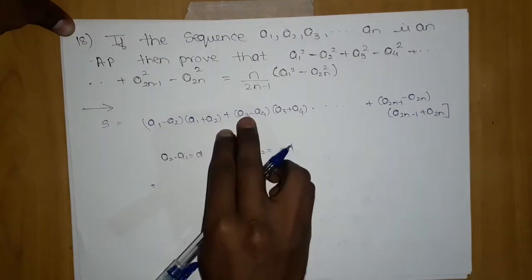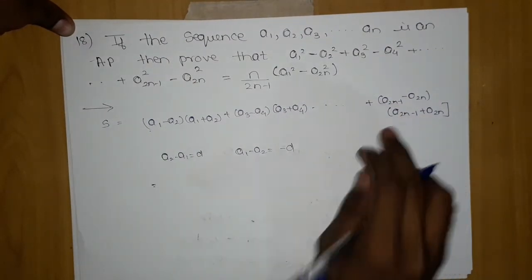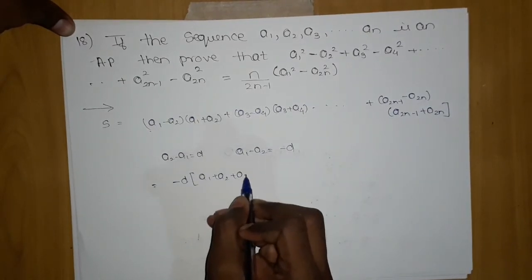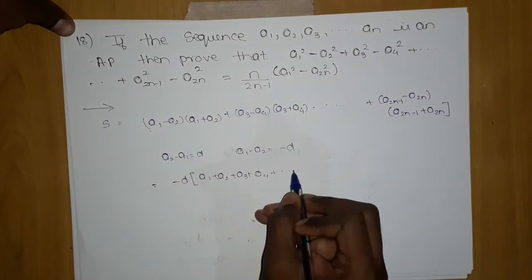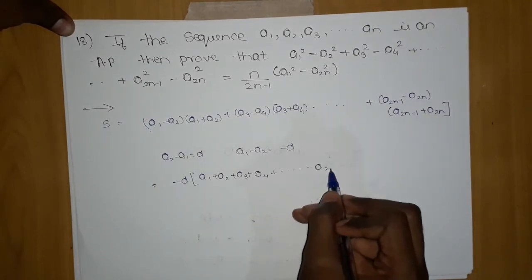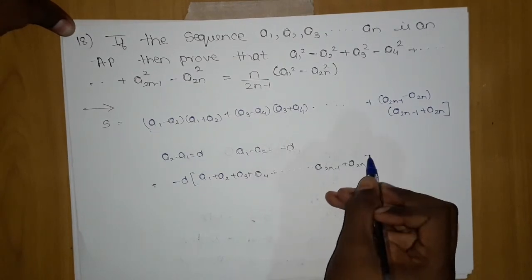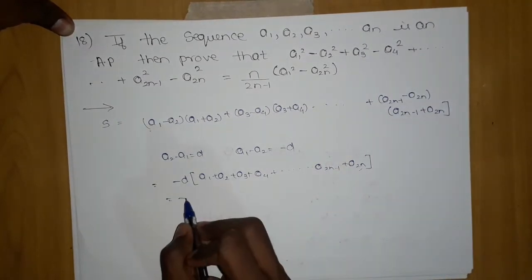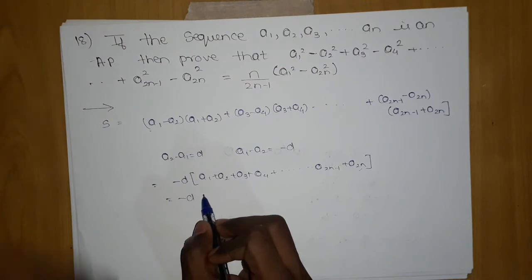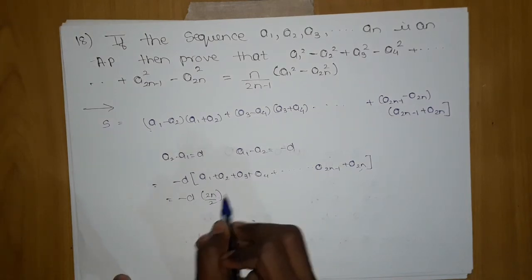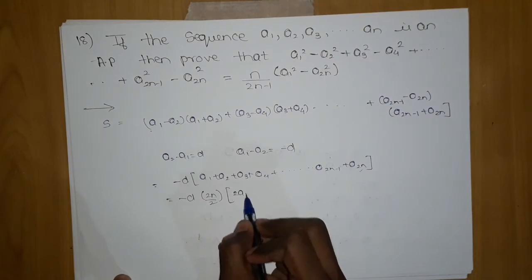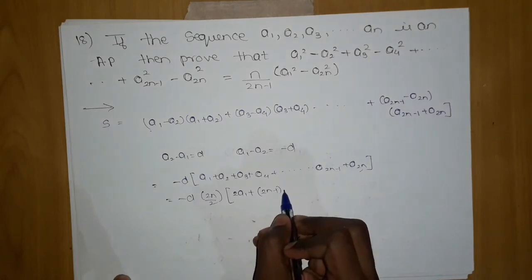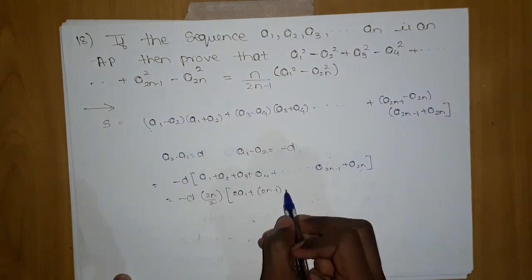Now, it is minus d in every bracket, so I can take out minus d, which gives me nothing but a1 plus a2 plus a3 plus a4, till the end, that is a(2n minus 1) plus a(2n). So I got these terms. Now I can get the sum of this: minus d upon, 2n terms are there, so 2n upon 2, into 2a1 plus (2n minus 1) into d.